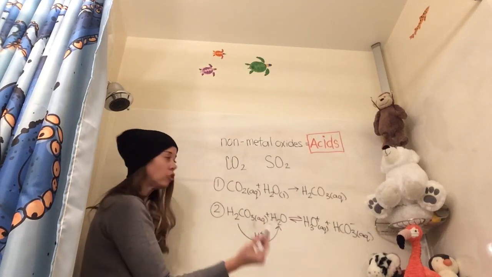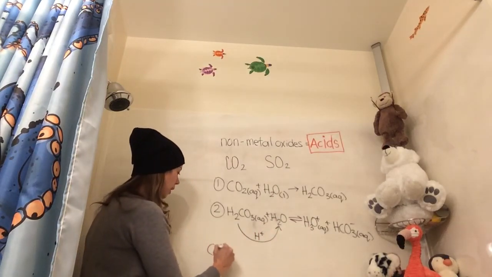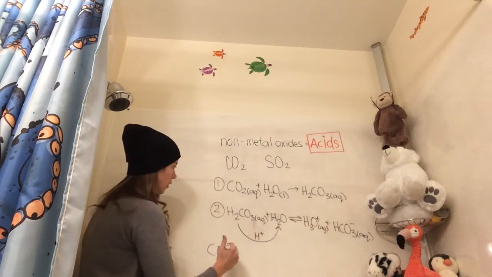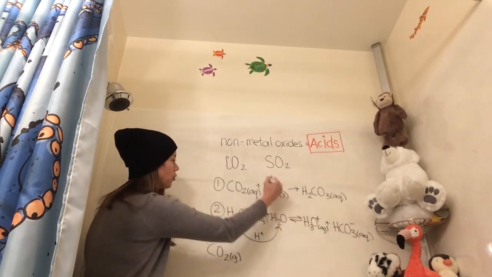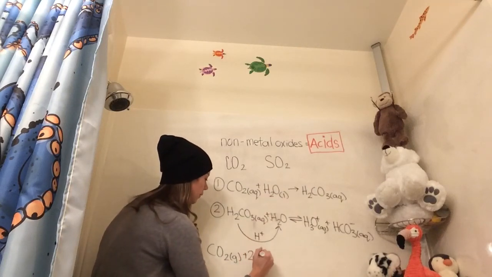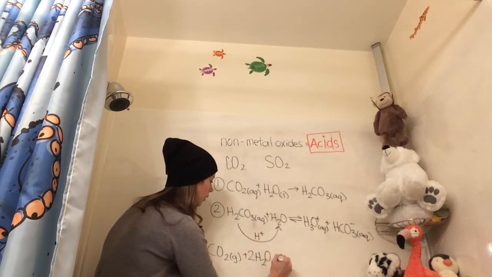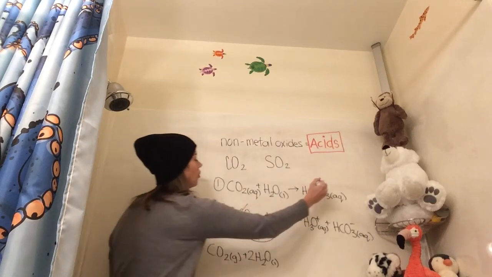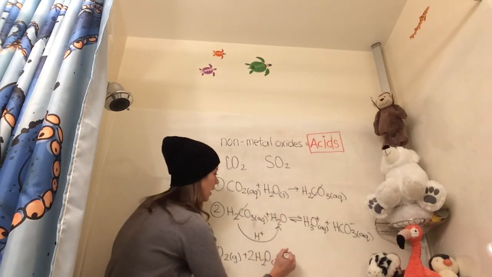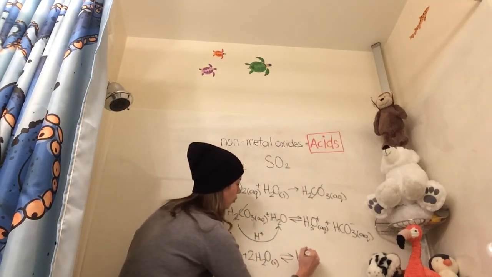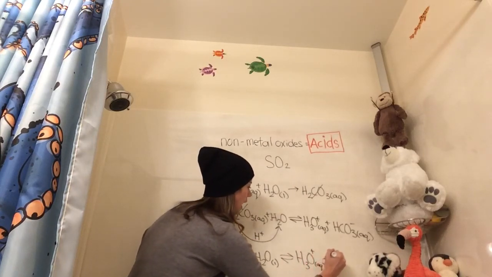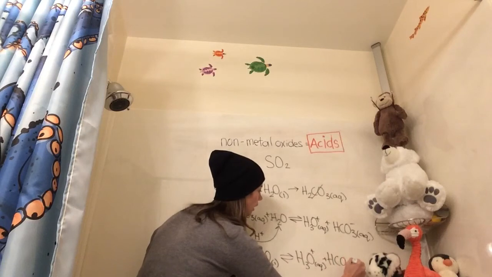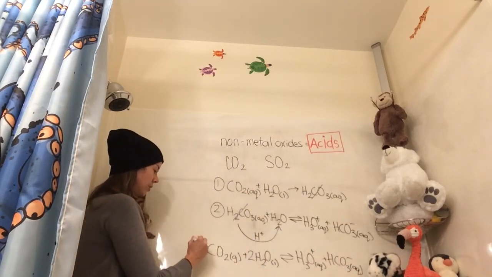Now, if you want, you can show this in one step. I could make a net reaction out of this. So carbon dioxide gas reacts with 2 molecules of water. My H2CO3 cancels out on either side, and I end up with H3O positive and HCO3 negative. So there it is, just in one step.